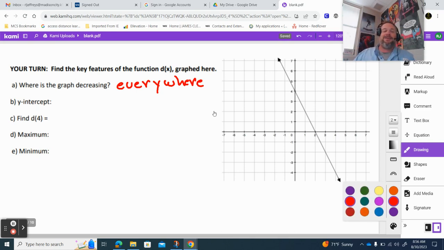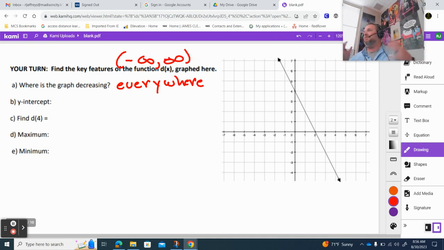But if you were to write this with math, you would actually write it like this. You would say negative infinity to positive infinity. If you say everywhere, everywhere is fine. Oh, you're mad I didn't do the circles? I wonder why. All right.